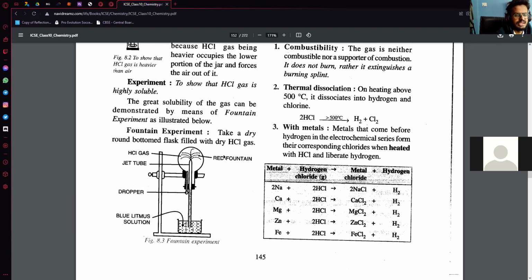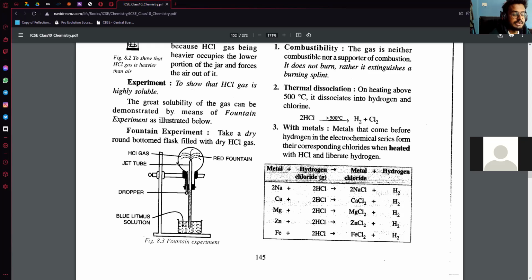Then we have the red fountain experiment. It's very, very simple. We have a beaker containing blue litmus solution. Litmus turns blue only in basic solution, so we have a solution containing blue colored litmus with water. Then we have a tube that connects to an inverted round bottom flask that is corked. The cork has two openings. One opening is for this tube that goes directly from the blue litmus solution to the flask, and the second opening is for the dropper, which can drop water in the form of single drops, two drops, something like that.